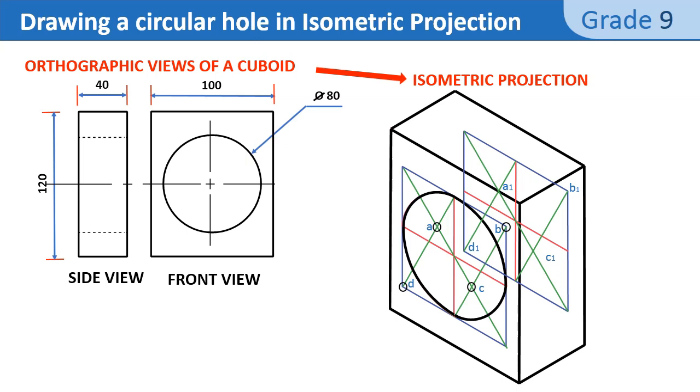So here is the ellipse, and you will notice that only this part will be visible, and so only this one will be drawn with a darker tone. Here, finally, we obtain the isometric projection of the given orthographic views.